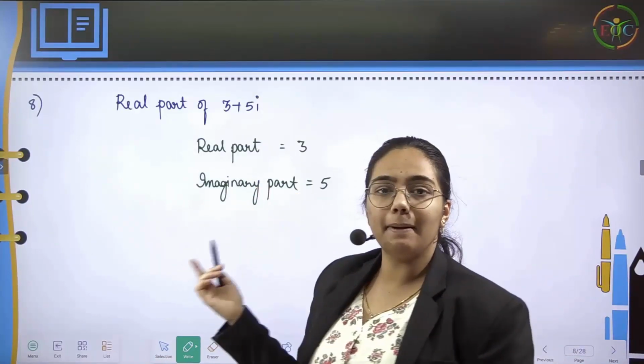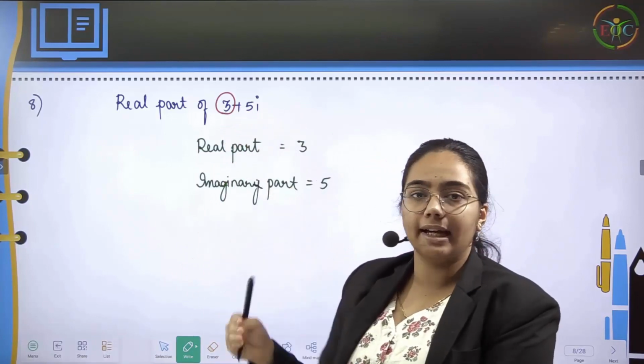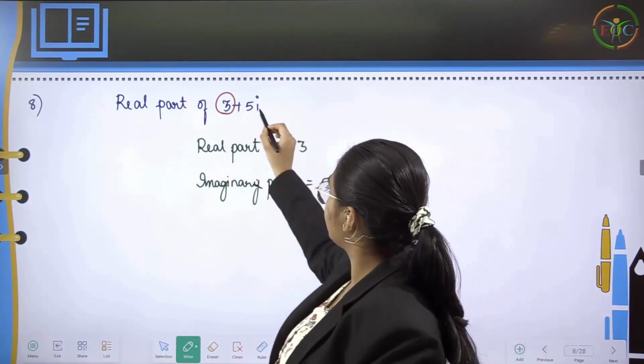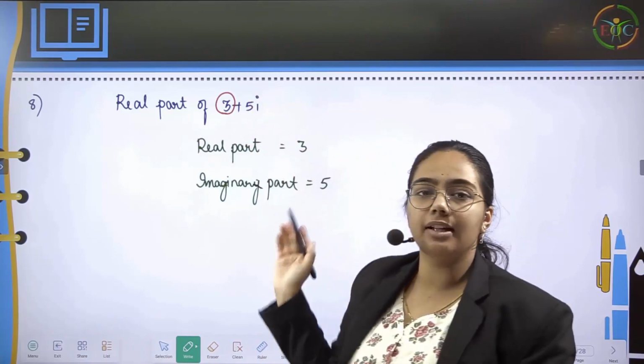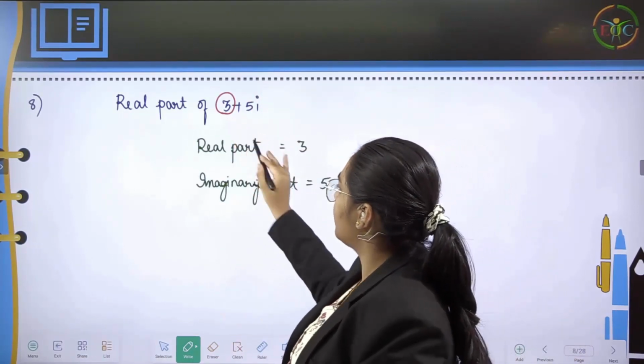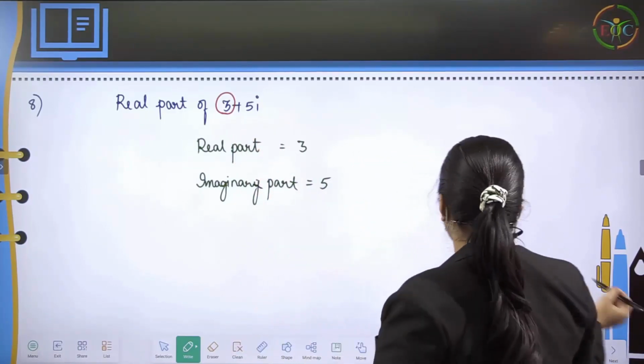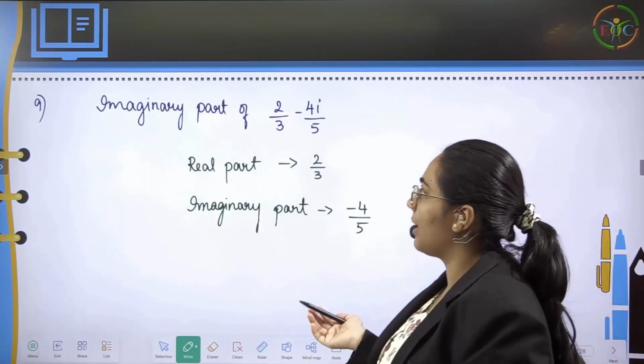The real part is something which is not followed with i. The imaginary part is something excluding i, whatever the number attached to i, you have to write that. So the real part is going to be 3 and the imaginary part is going to be 5.